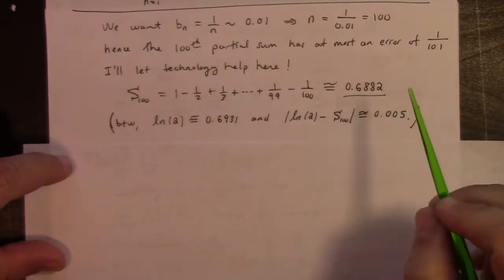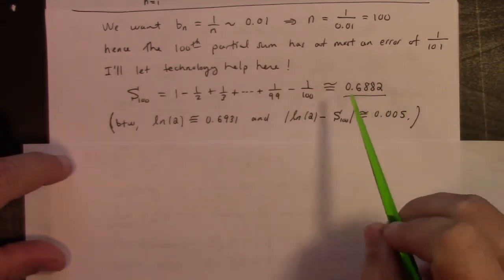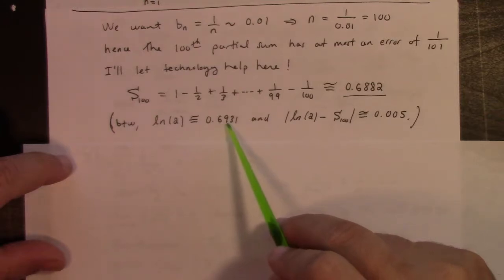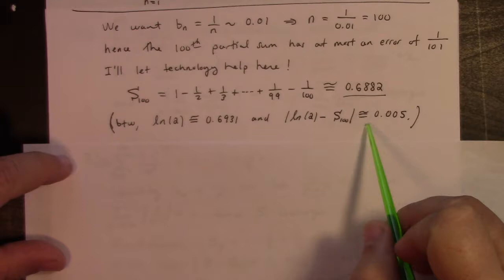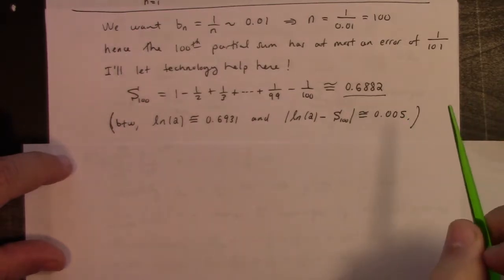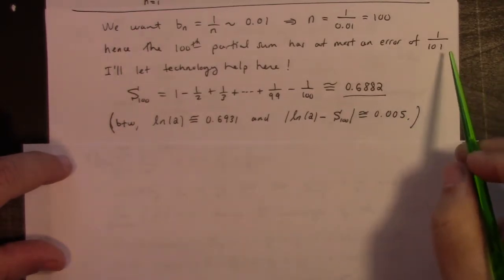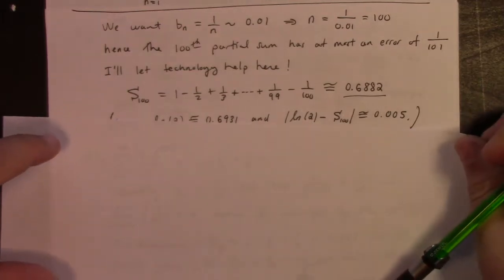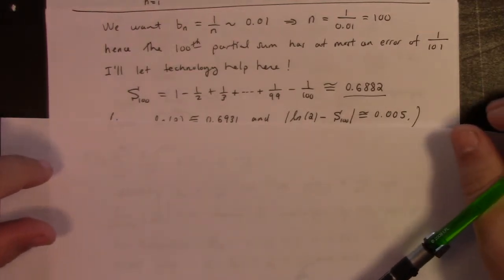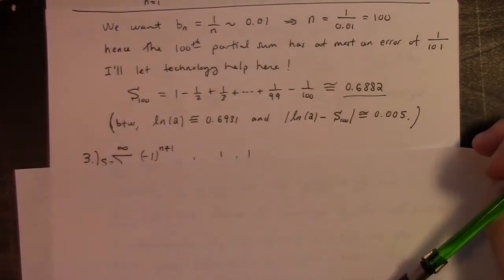But anyway, 0.6882 is the answer. And for what it's worth, the natural log of 2 is about 0.6931. And the difference between log 2 and the 100th partial sum is actually 0.005, which, as advertised, is less than 1 over 101. 1 over 101, I have not calculated, and I don't have a calculator handy, so it'll have to remain a mystery at the moment.